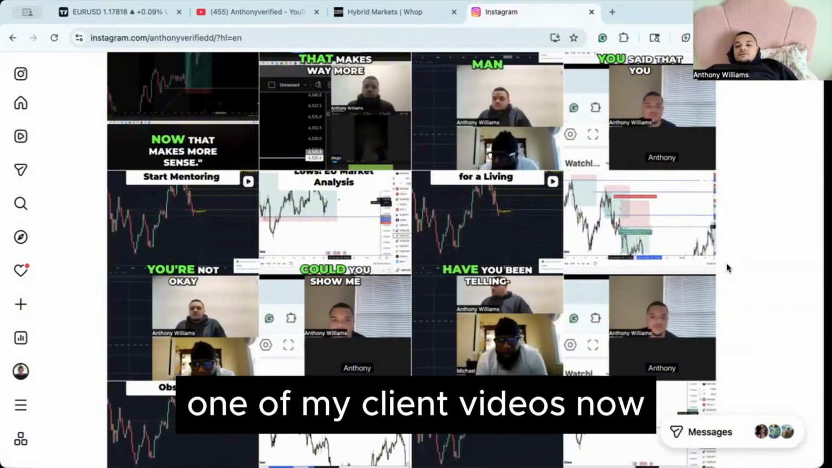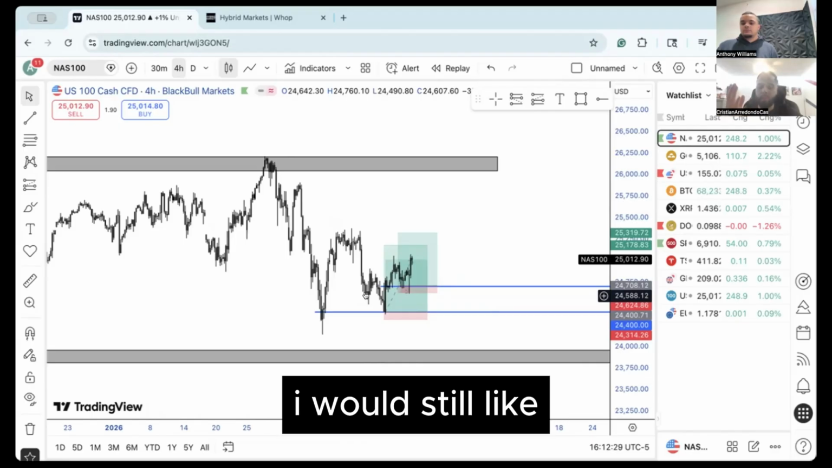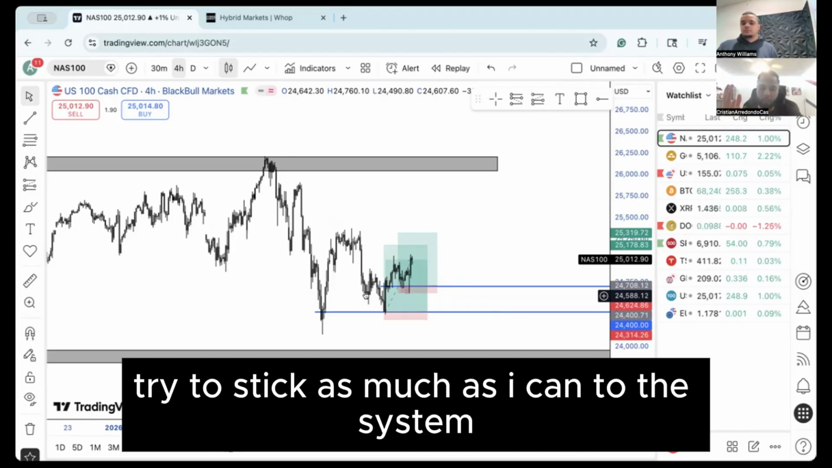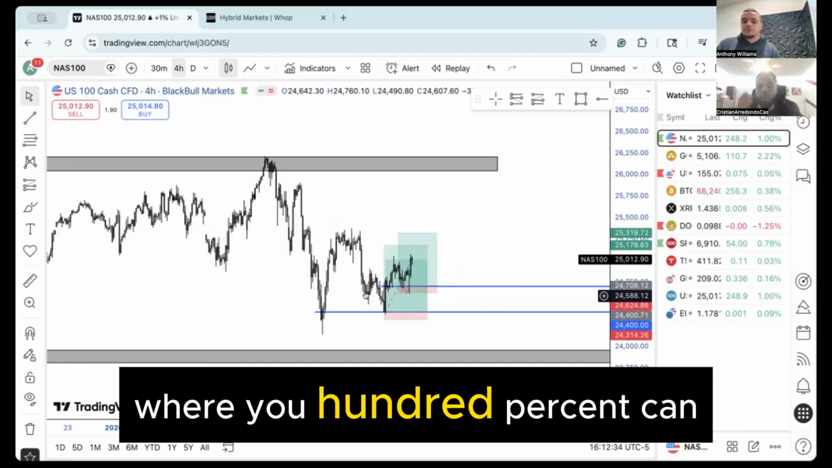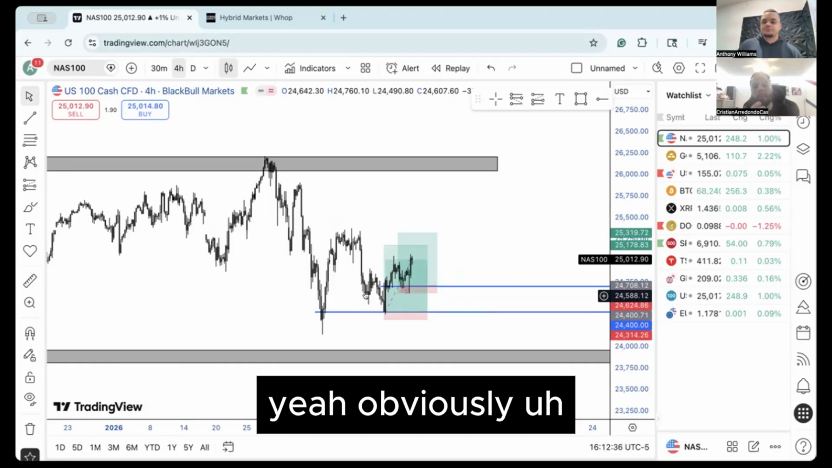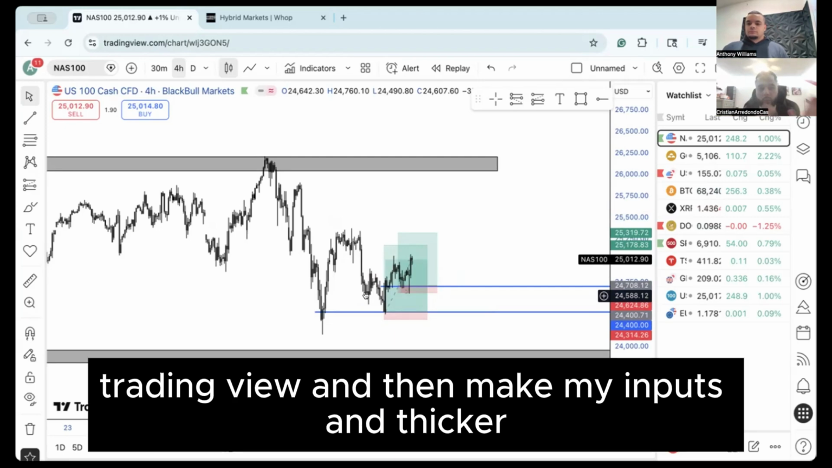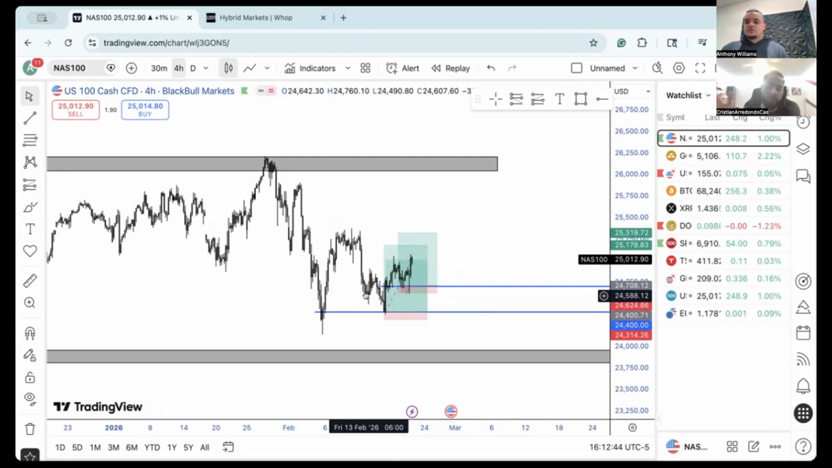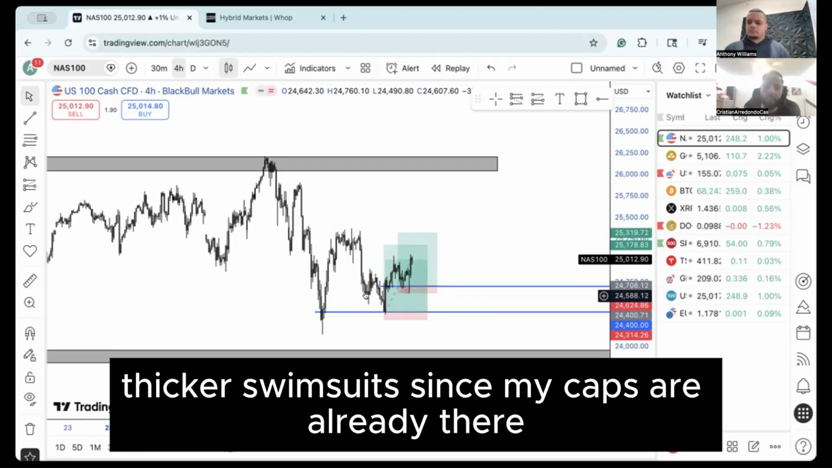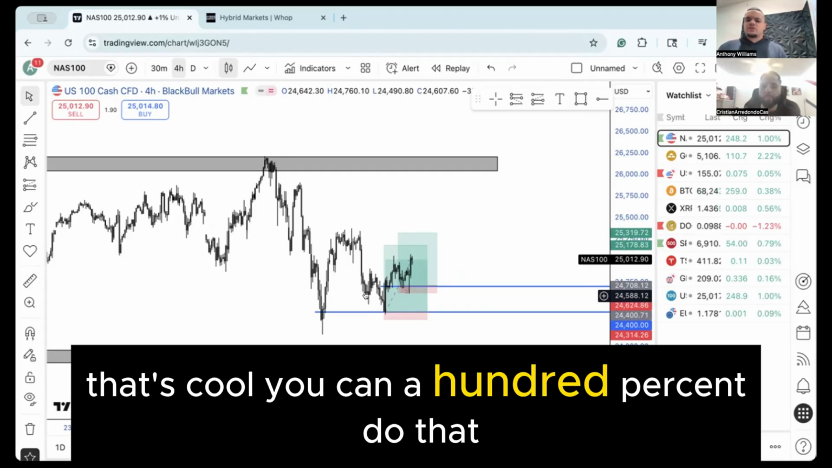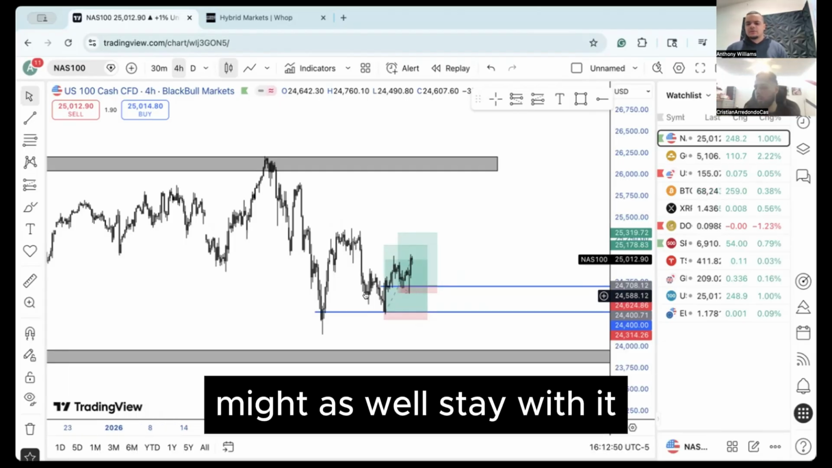But yeah, I would still try to stick as much as I can to the system, where you know, 100 percent. Obviously look at the chart through TradingView and then make my inputs on Thinkorswim, since my capital's already there. Perfect. That's cool. You can 100% do that. You're already comfortable with it. Might as well stay with it.